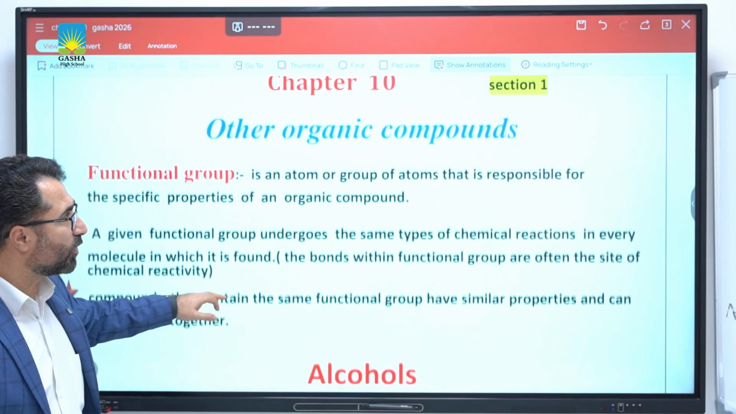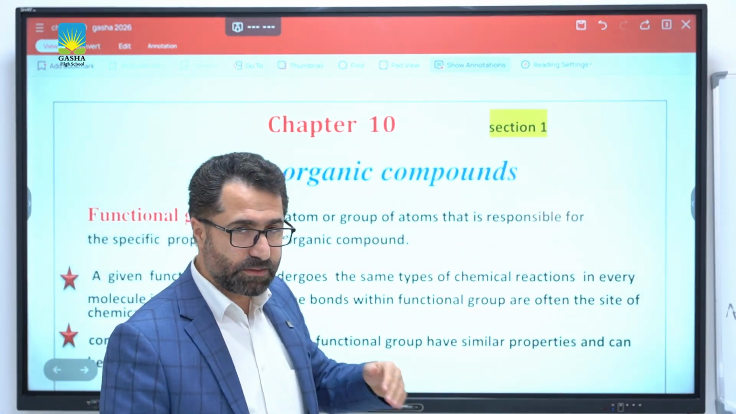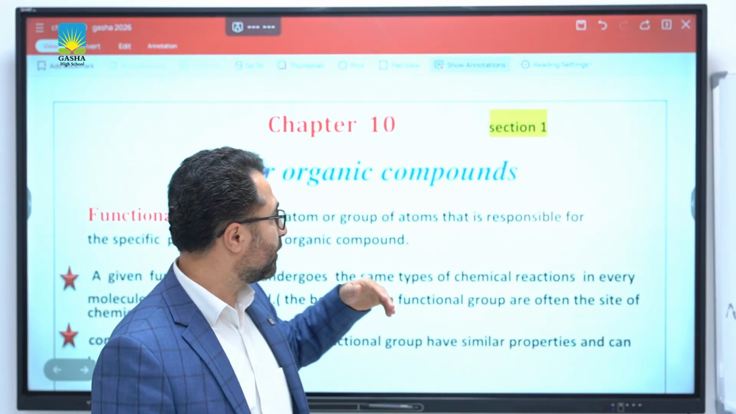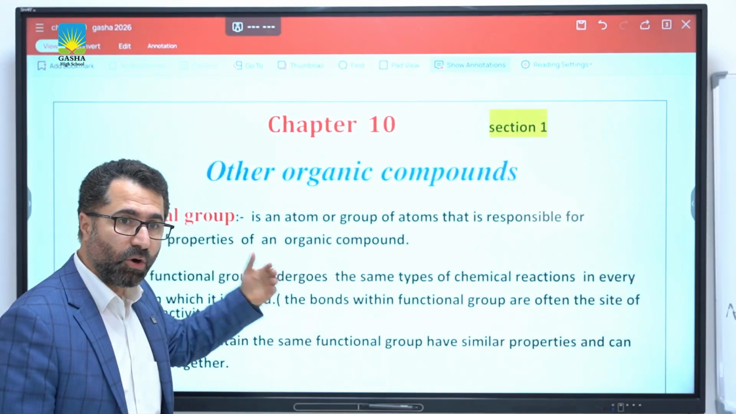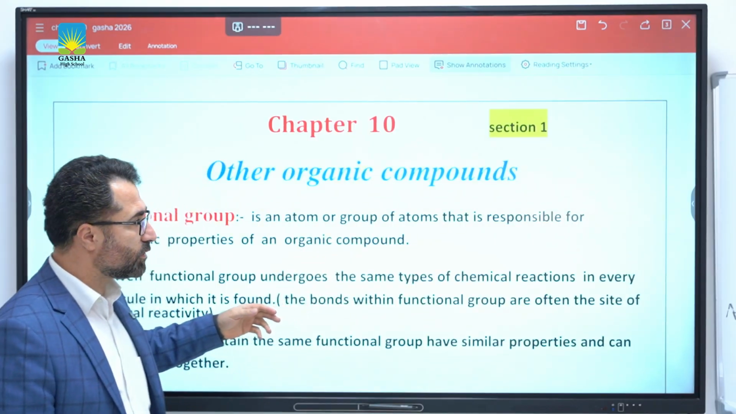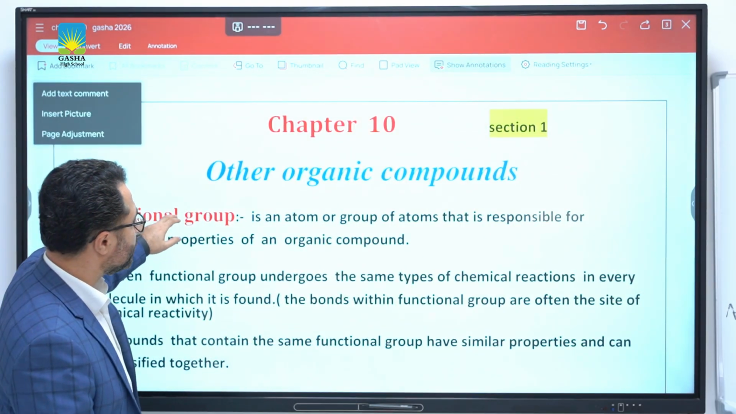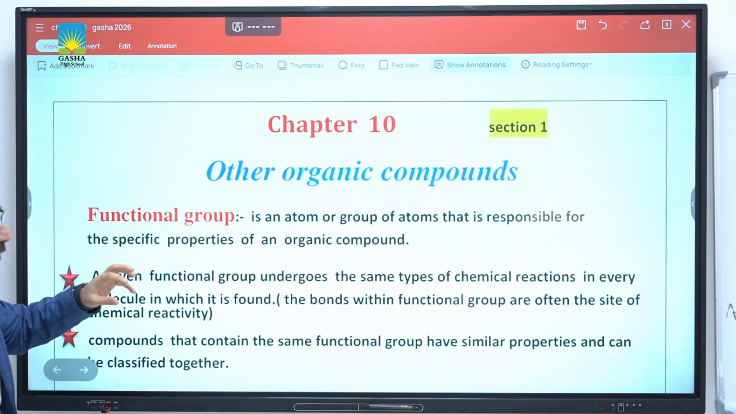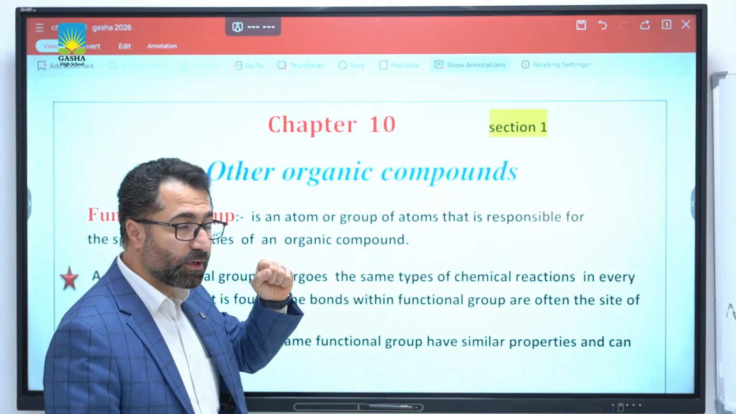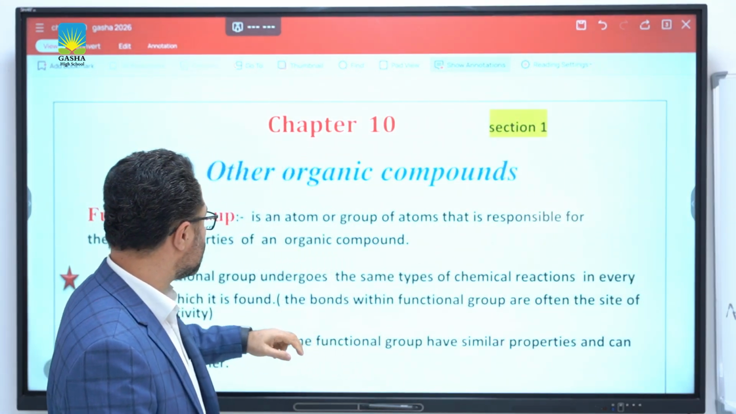It's similar to organic compounds, but in chapter 9 we have C and H, and here we have C, H, O and N, and halogens, which is known as a function group. A function group is an atom or group of atoms that is responsible for a given property in the compound.